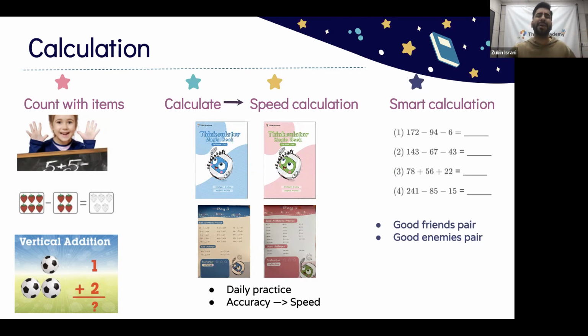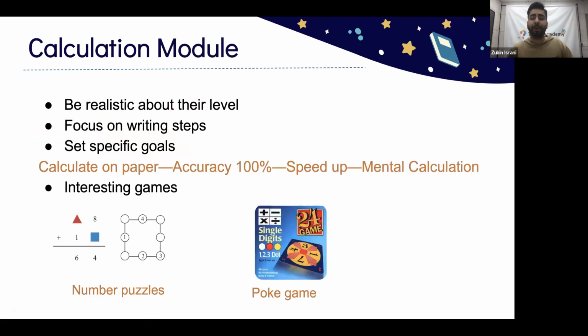Good enemy pairs, similarly, you subtract numbers that give you numbers ending with 0. These are some of the many different tricks that you can try and apply, but only when you are at that 4th skill level, right? When you are at that 4th echelon of calculation ability, that's when you can start applying these fast calculation tricks. So be realistic about their level, right?